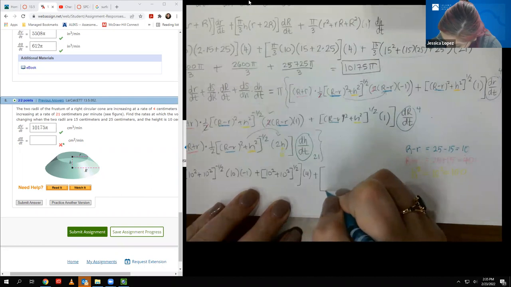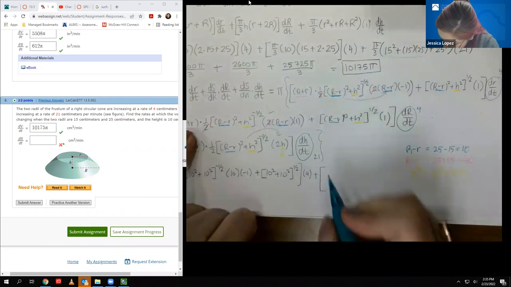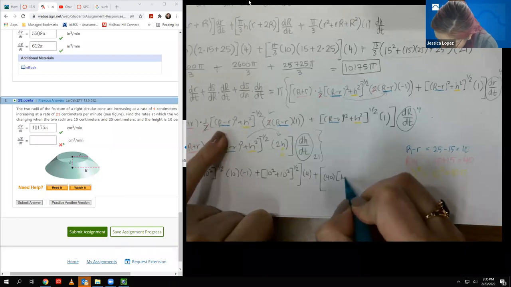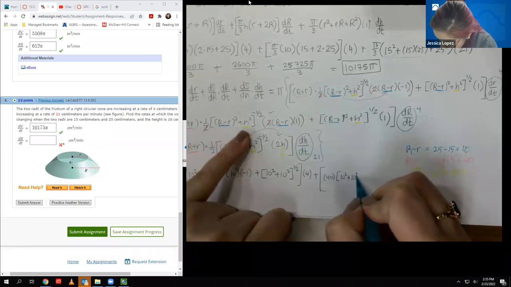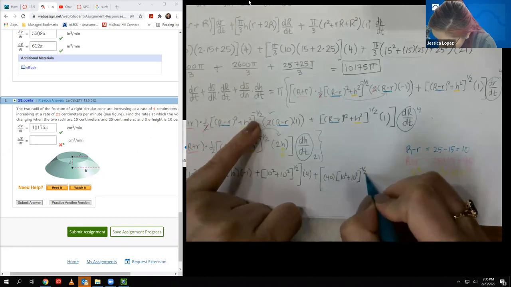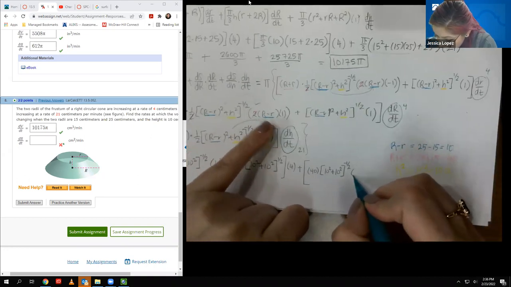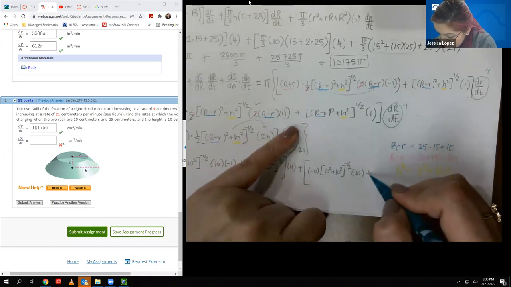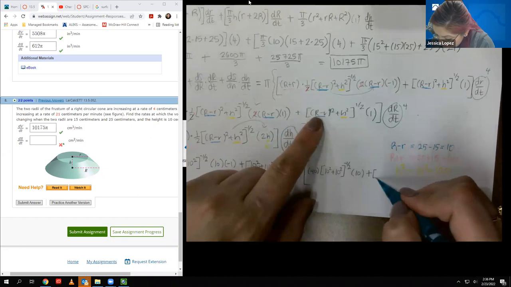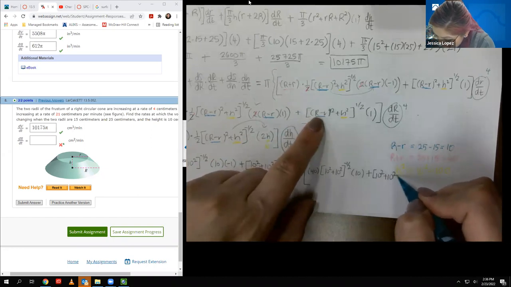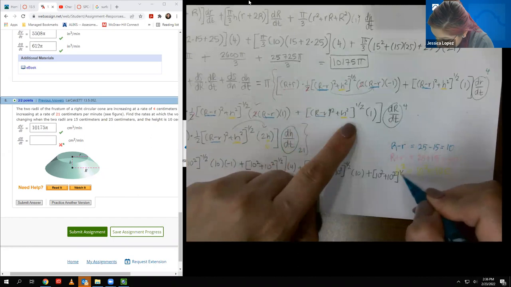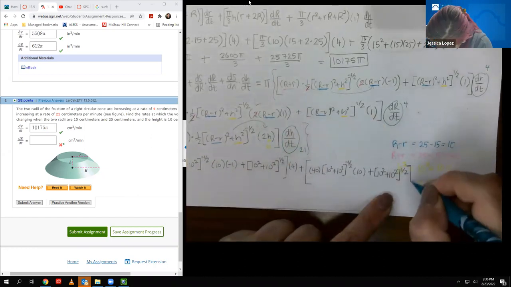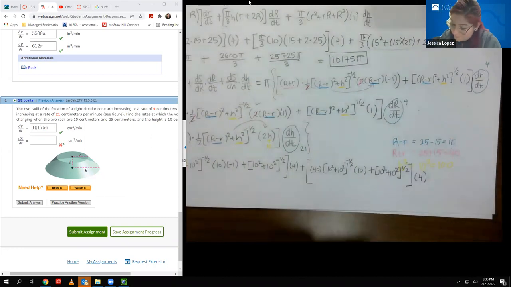Plus another big bracket, and R plus R is 40. That's gone. We're gonna have 10 squared plus 10 squared to the negative 1/2. That 2 is gone. R minus R is 10, and times 1 doesn't change anything. Plus 10 squared plus 10 squared raised to the 1/2 exponent times 1 doesn't really do anything. And this whole box is going to get multiplied by 4.